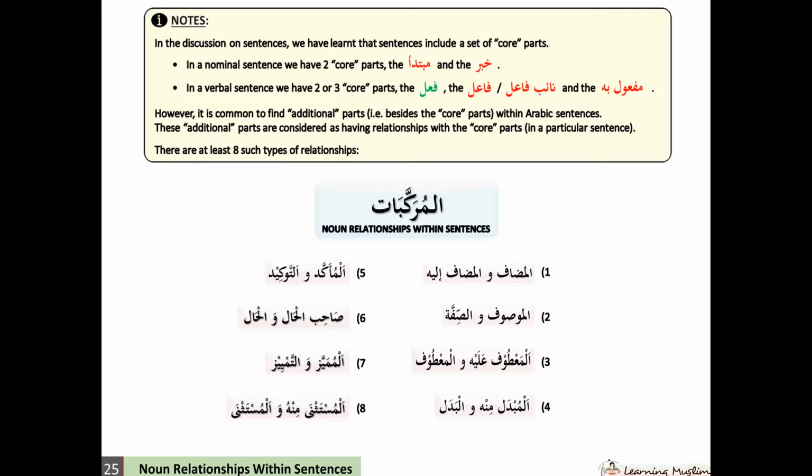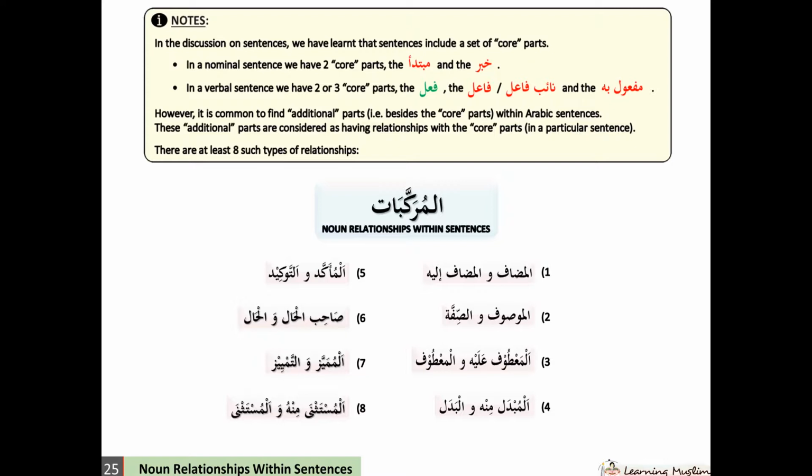Number 1, al-mudaf wal-mudaf ilayh. Number 2, al-mawsuf wal-sifa. Number 3, al-ma'tuf alayh wal-ma'tuf. Number 4, al-mubdal minhu wal-badal. Those are the ones we have discussed before, and those are the ones that are most common. The other relationships are not that common, and at this stage we will skip the discussion with regards to them. Inshallah, we'll come back to them at a later stage.